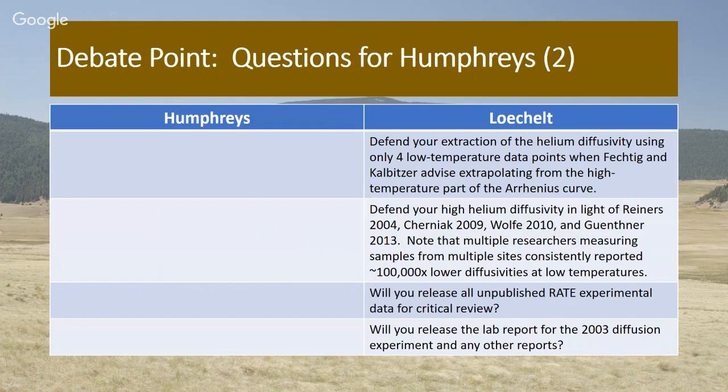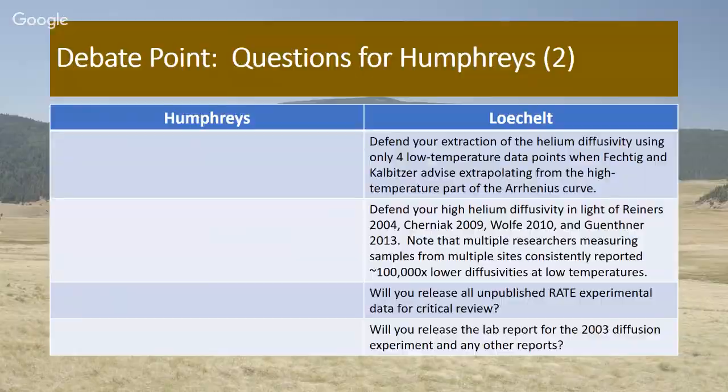Also, why don't you release the unpublished RATE experimental data for critical review? And while you're at it, release the lab report so that we can review that as well. I guess if they want credibility behind their work, they need to address very basic questions like this regarding transparency of data reporting, responses to legitimate questions and things like this, if what they really seek is credibility. In the eyes of the secular community, these things would do a lot to promote that credibility.